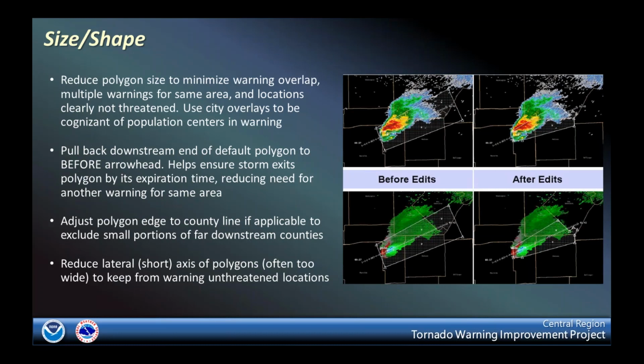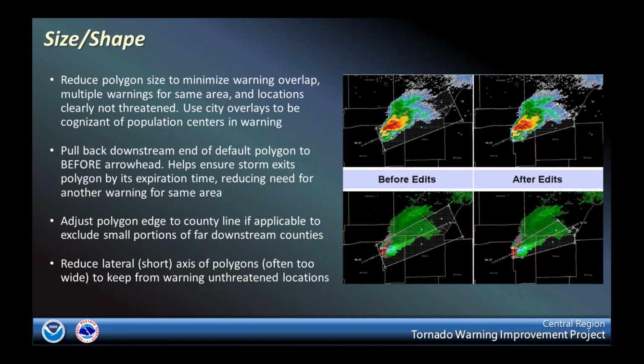So things to do here. You take the downstream edge of your polygon, you pull it back before the arrowhead, not just to the arrowhead. Again, the idea here is the arrowhead is supposed to be where the storm is going to be at the expiration time of that warning, based on the storm motion that you have calculated in WarnGen. So if you pull it back before the arrowhead, that gives a better chance for that storm being out of that polygon by its expiration time, therefore reducing the amount of overlap and multiple warnings for the same area.